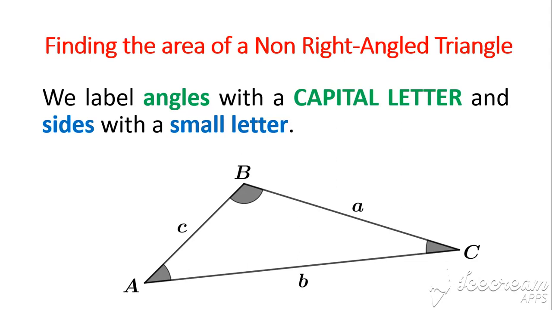All right, we're going to start off talking about labeling. We label angles with a capital letter and sides with a small letter. So this angle here is angle A. This is angle B and angle C. This is side a, side b, and side c. Now notice angle A is opposite length a. Angle B is opposite length b, and angle C is opposite length c.